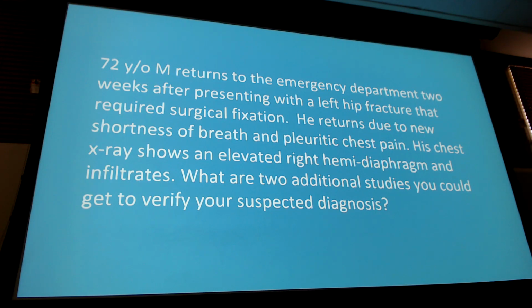All right, so we have a 72-year-old male in the ED, 2 weeks after a left hip fracture that required surgical fixation. He returns due to new shortness of breath, pleuritic chest pain, elevated right hemidiaphragm and infiltrates, which is an abnormal chest x-ray. I really don't care too much because he's a 72-year-old male. What 2 studies could you get that would verify your diagnosis? CTPA or CT with contrast, or VQ scan. And you're going to decide that on this patient based off of whether they can have the contrast.